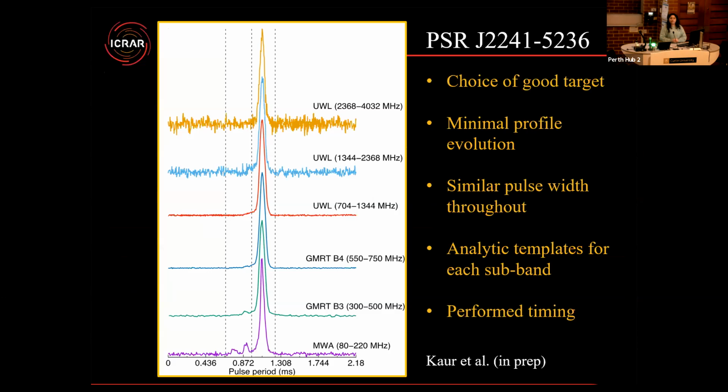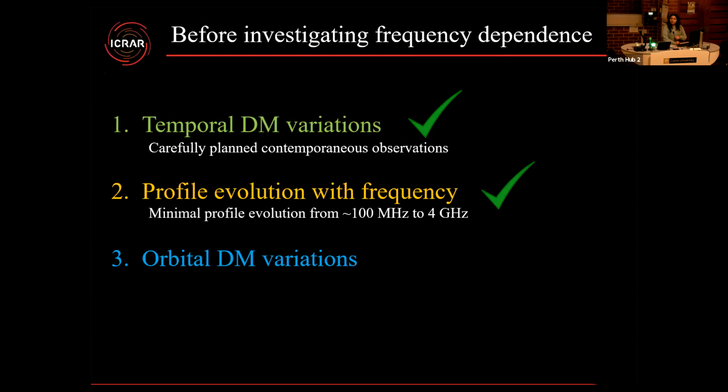Another thing is profile evolution with frequency. Because we are observing the pulsar over wider frequencies, the profile evolution tends to vary, and it is quite dramatic for millisecond pulsars. But luckily for J2241, this is not the case. The profile looks simpler, and it is almost the same from 80 megahertz to 4 gigahertz. And so we can tick the second point.